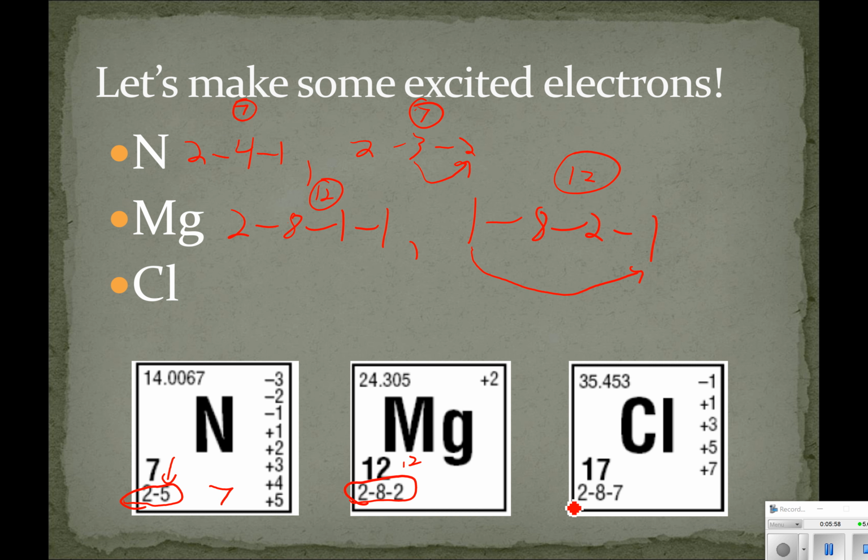For chlorine, base configuration of 2, 8, 7. This is the ground state, 7 valence electrons. So we could do something like, let's say, 2, 8, 1, 6. We could do something like, let's say, 2, 7, 7, 1. As long as they're adding up, let's see, we're going to need 17, then we're okay. And we have 17 in each of these. So we're maintaining our neutral atom.